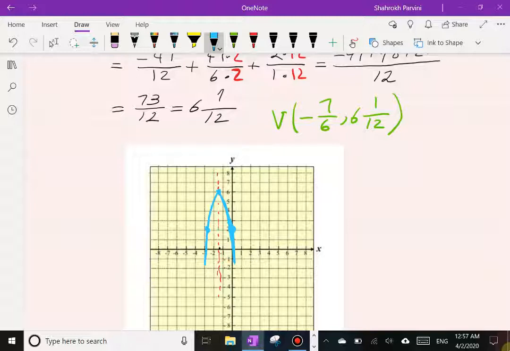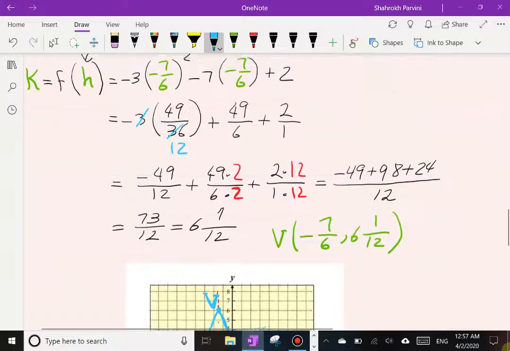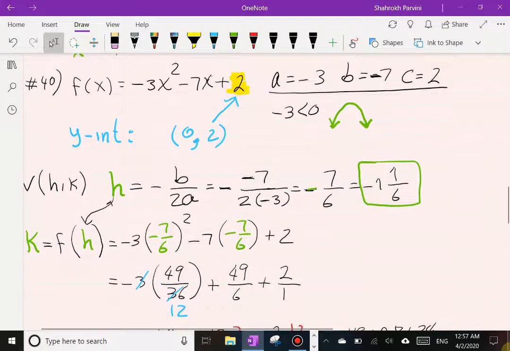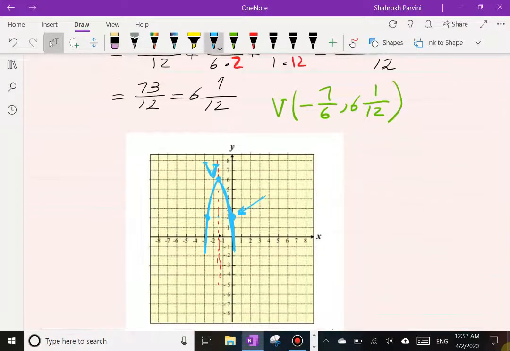And here we have it. And that was our vertex. So our 3 points: the vertex, the y-intercept, which happened to be, again, (0, 2), and then the reflection of it over here, whatever that turns out to be. Remember we went to the left 7/6, so we just go another 7/6 units to the left.